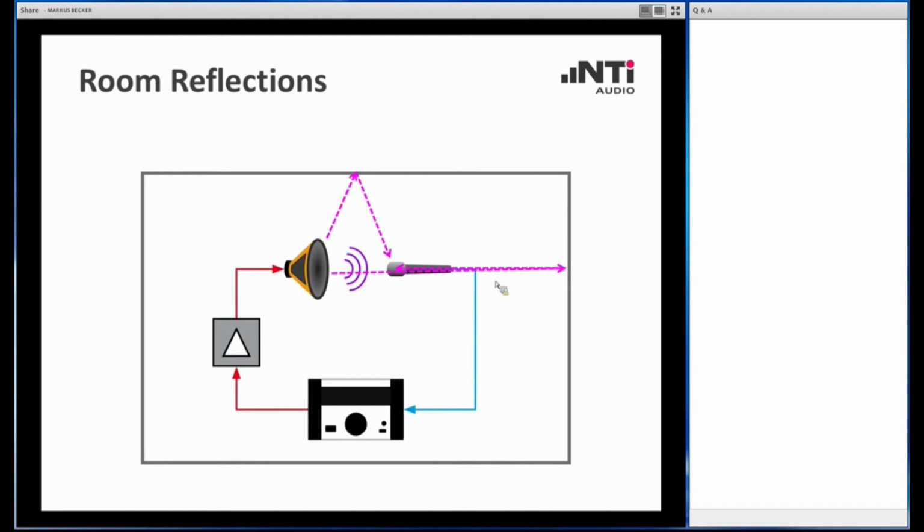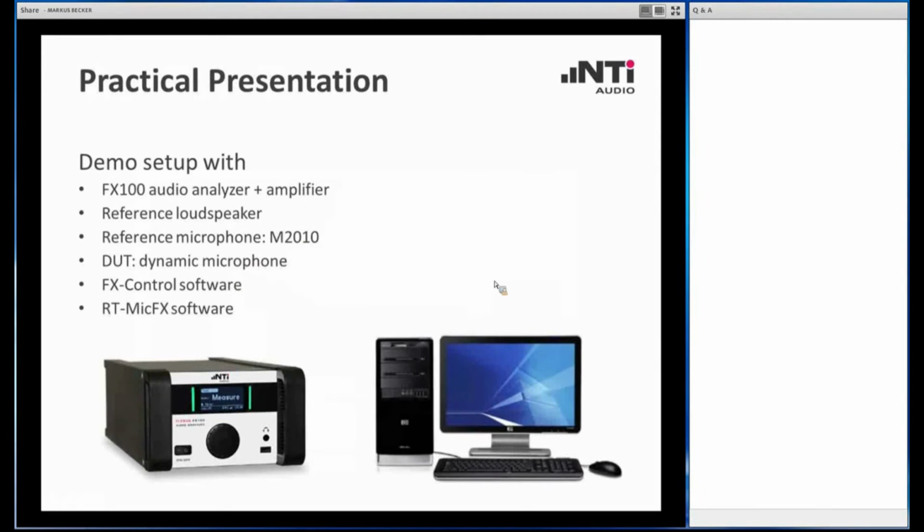Well, we are actually at the point of the practical presentation, where I'm going to show you these different solutions. My demo setup here includes exactly the components I have shown you in the graph before: the FX100 plus an amplifier. We are using a high-end reference loudspeaker with a M2010 reference microphone. We have a dynamic voice microphone as device under test.